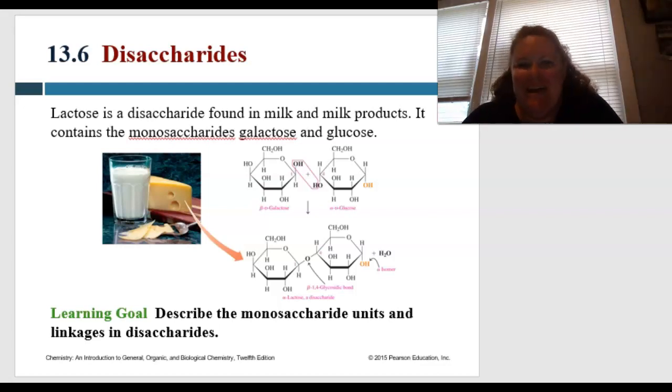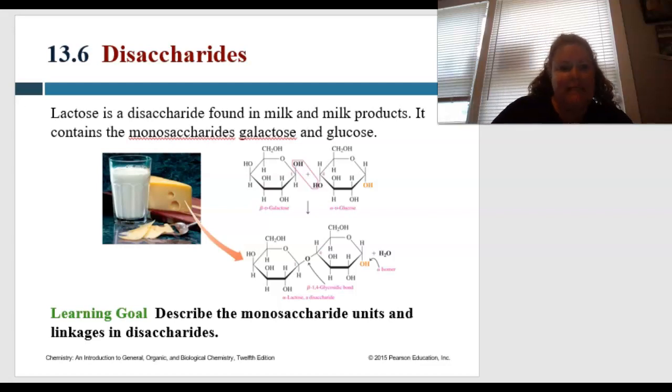Moving on now to disaccharides. Lactose is a disaccharide that's found in milk and milk products. It contains the monosaccharides galactose and glucose. So we get to learn how to describe the monosaccharide units and how they link to form disaccharides.